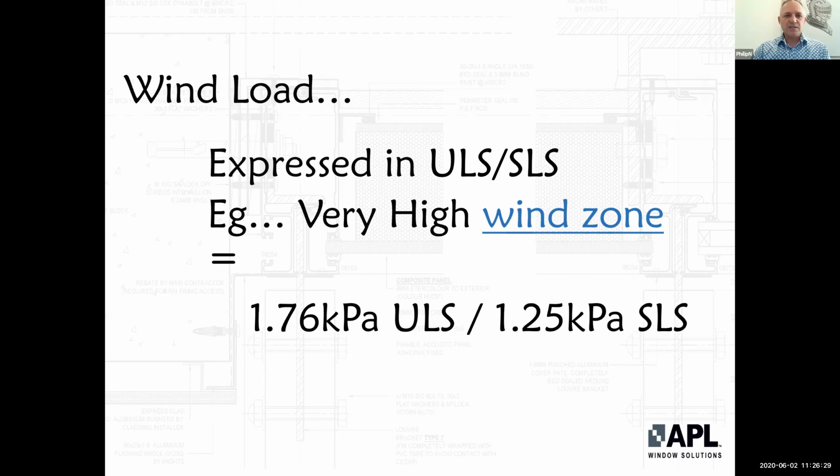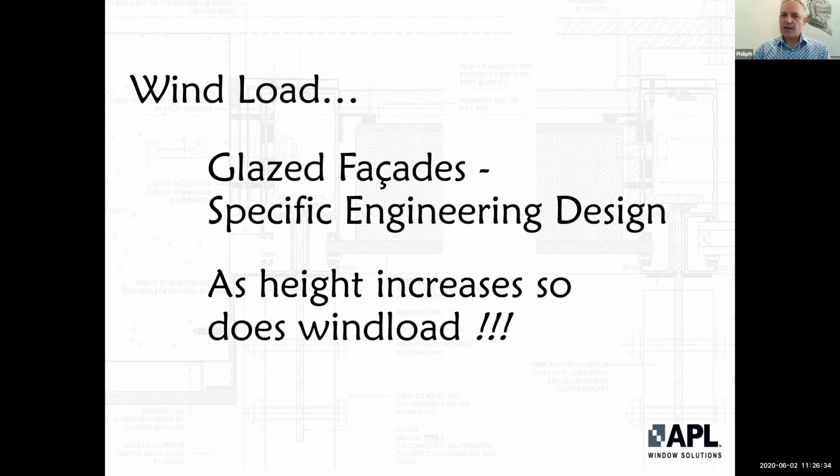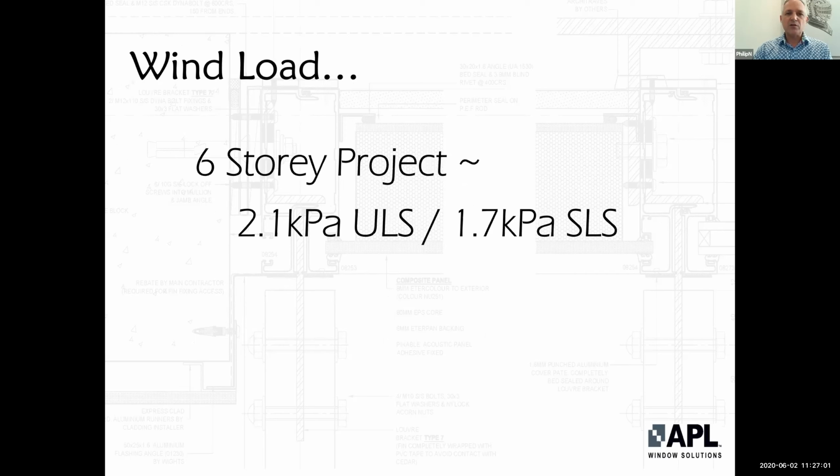They're pretty modest for a glazed facade, to be honest. Usually they're specifically designed, and they always are, because as you go up on a building, so does the wind load increase. On a project in Wellington that I've been working on over the last 18 months, a 10-storey apartment building, they have a negative ULS figure of 4.9, which is about the highest you'll have in New Zealand. To give you an example of wind load, that would probably cover a building up to 6 stories high with those ULS and SLS figures.